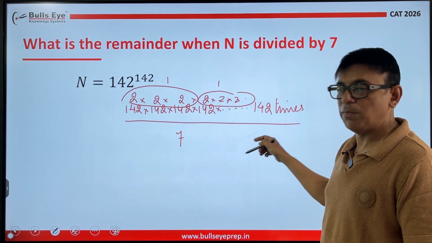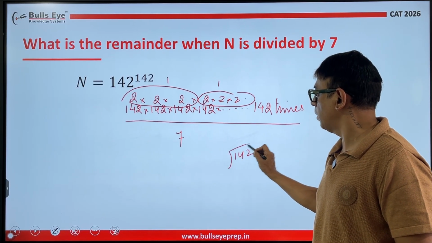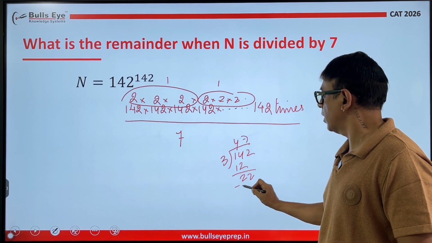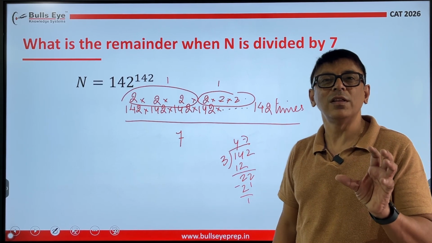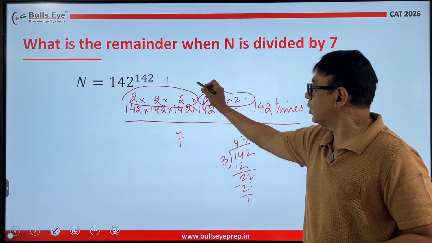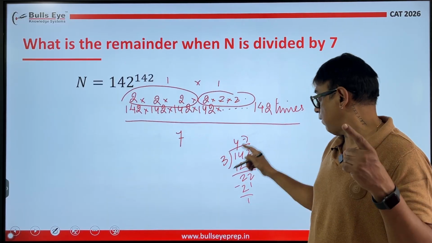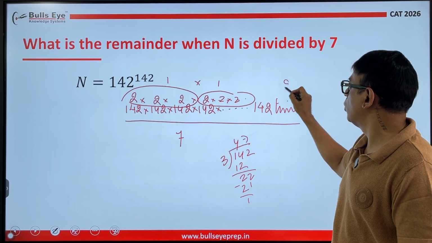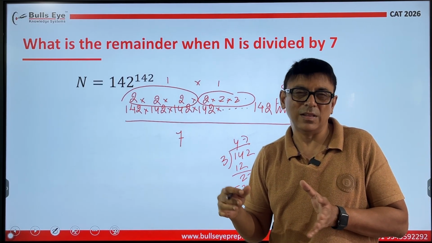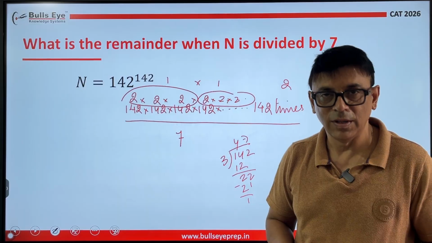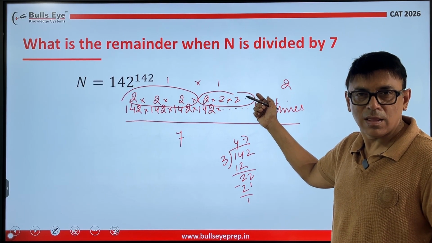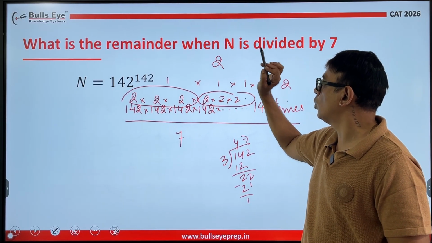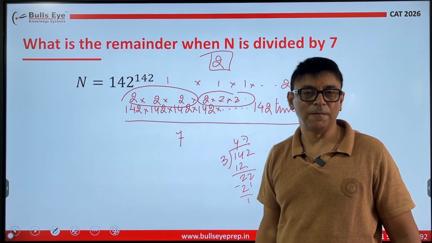So how many triplets can be formed? 142 divided by 3. 3 4s are 12, 22, 3 7s are 21. There are 47 triplets. So 1 into 1 into 1 into 1, we will have 47 times, and one of the 2s will be without any set. It doesn't get other two partners. So 1 into 1 into 1, any number of times you get 1, and finally you have 2. So 1 into 2, you get 2 as the final answer.